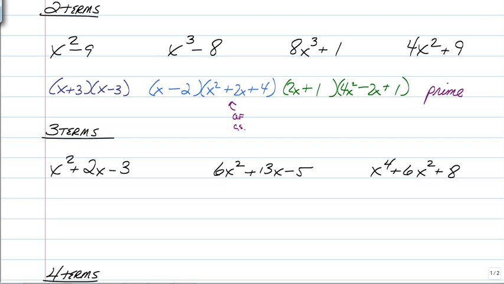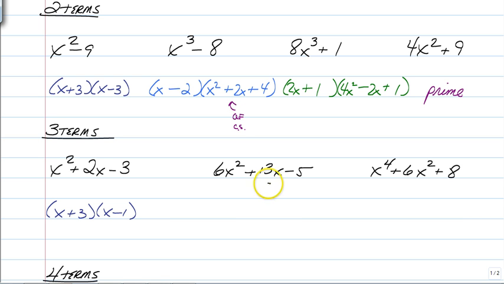3 terms. The first one is just your good old-fashioned what multiplies to a negative 3 but adds to a positive 2. And you think about that for a second, and you're going to get an x plus 3 and an x minus 1. That'll multiply to a negative 3 but add to a positive 2, so you're done.